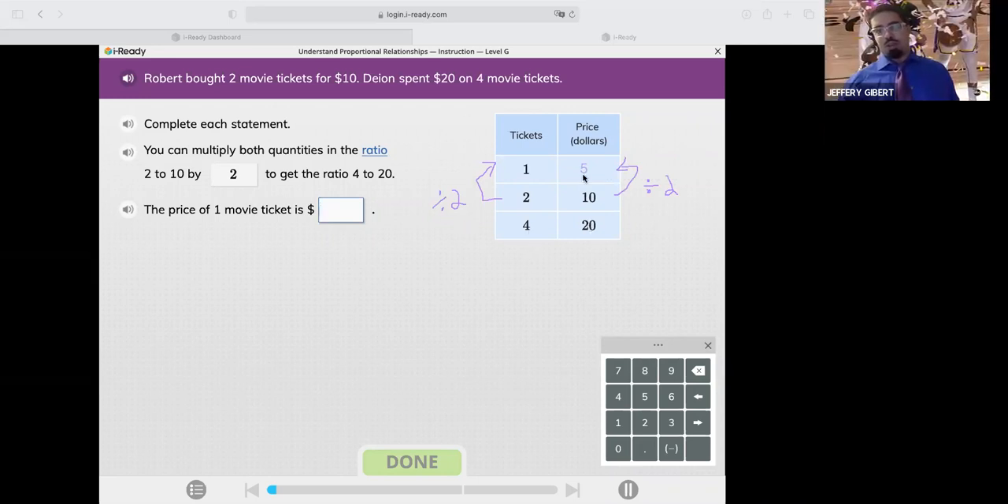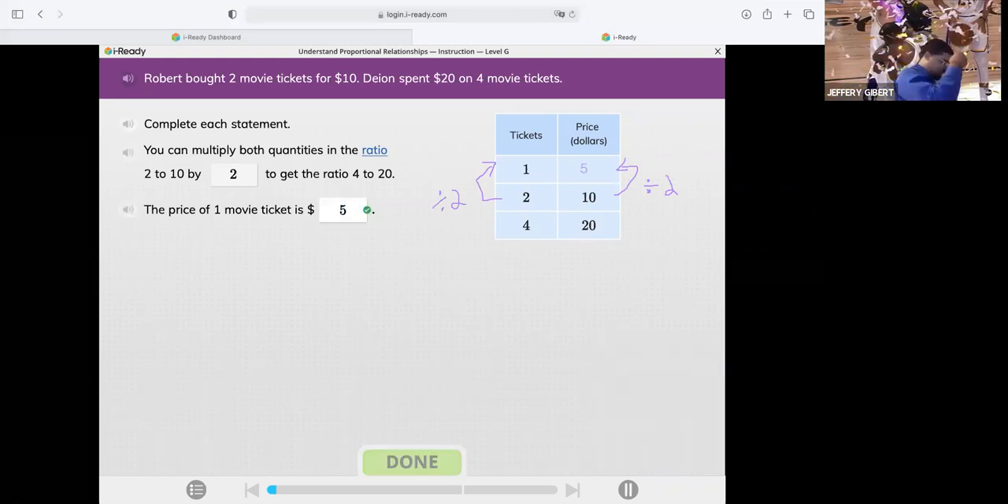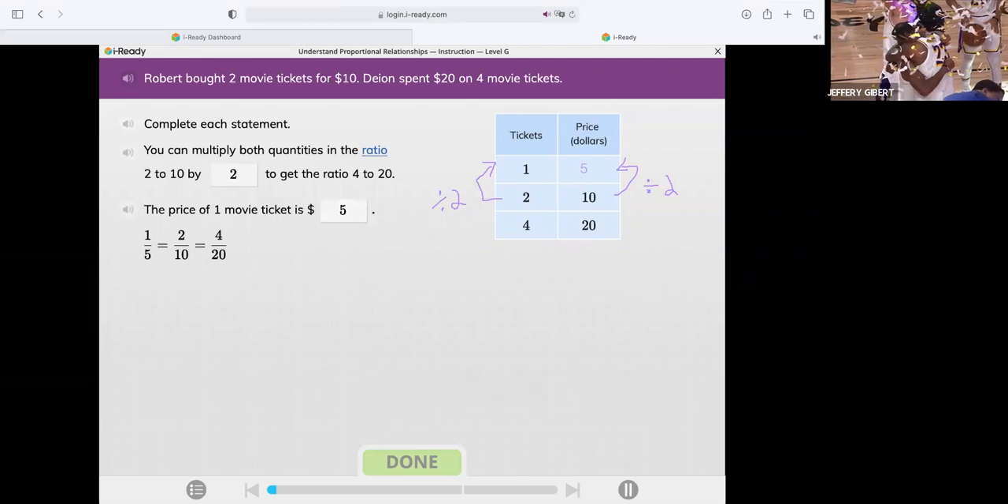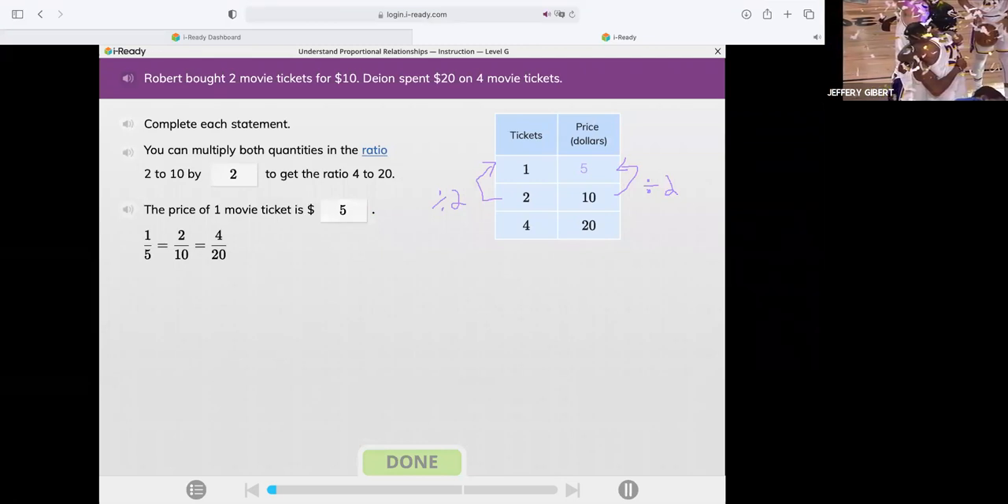So 20 divided by 4 is also 5. So you still get the same answer. One ticket is $5. The ratios in the table all have the same unit rate, $5 for 1 ticket. A set of equivalent ratios like this represents a proportional relationship.